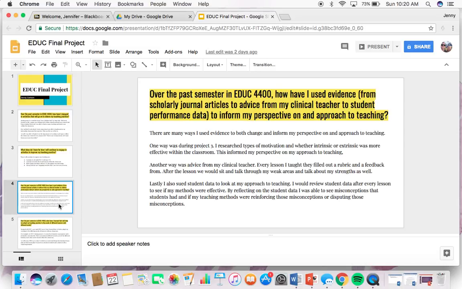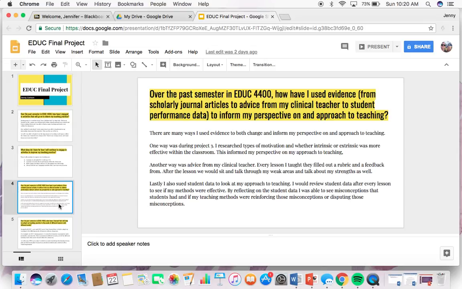The third question was, over the past semester in Education 4400, how have I used evidence from scholarly journals, advice from my clinical teacher, and student performance data to inform my perspective on an approach to teaching? There were so many ways I used evidence to both change and inform my perspective on an approach to teaching.